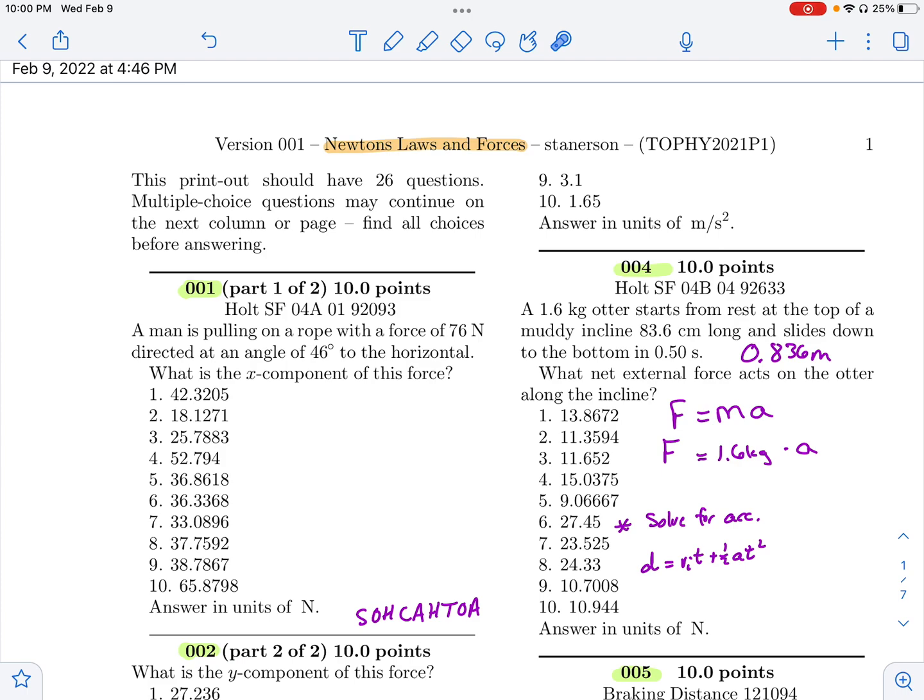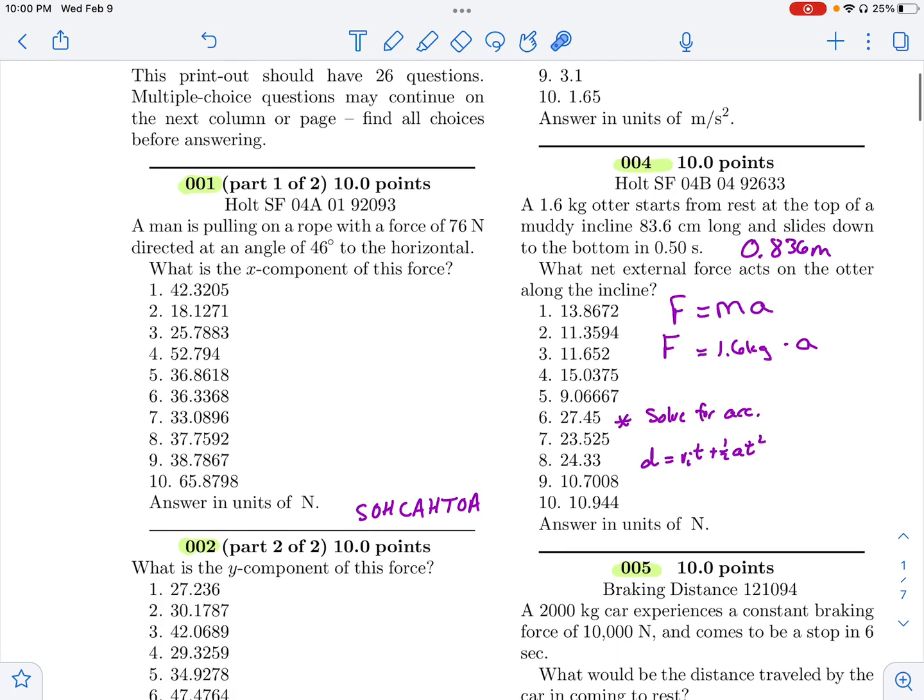The first thing that I want to focus on with 1 and 2, both of these are talking about the same problem where you have a force of 76 newtons. They're saying that it's pulling at 46 degrees to the horizontal, and there's an x component and a y component. Right away, when I see these problems, I'm going to draw a sketch with a triangle because I know I need to use my right angle trig and my SOHCAHTOA to figure this out.